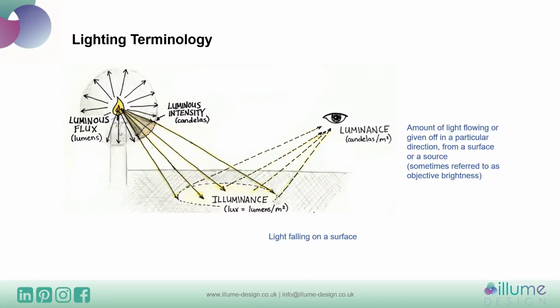But another aspect that's quite important is luminance. So this is actually the light that is received by our eye. So if we look at a brightly lit surface, or we look at the light source itself, the light received by our eye is what is called luminance. It's measured in candelas per meter squared. And it's easiest to think of as brightness.